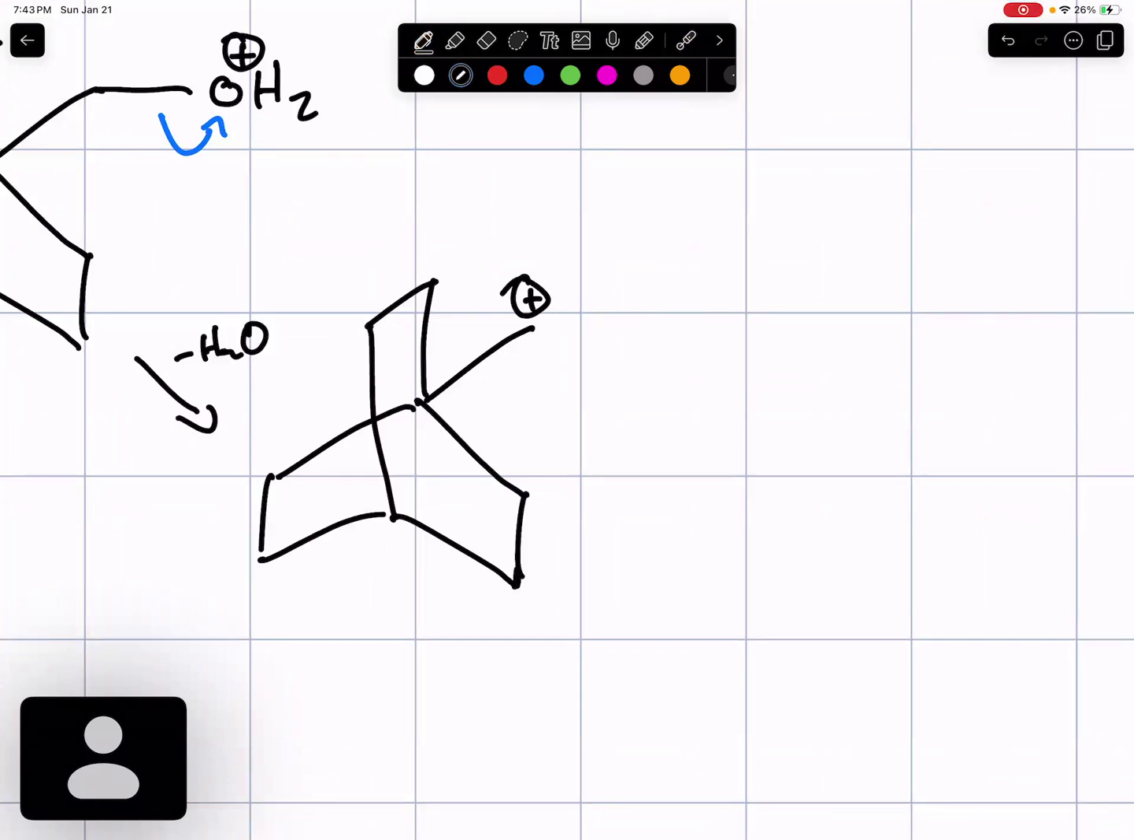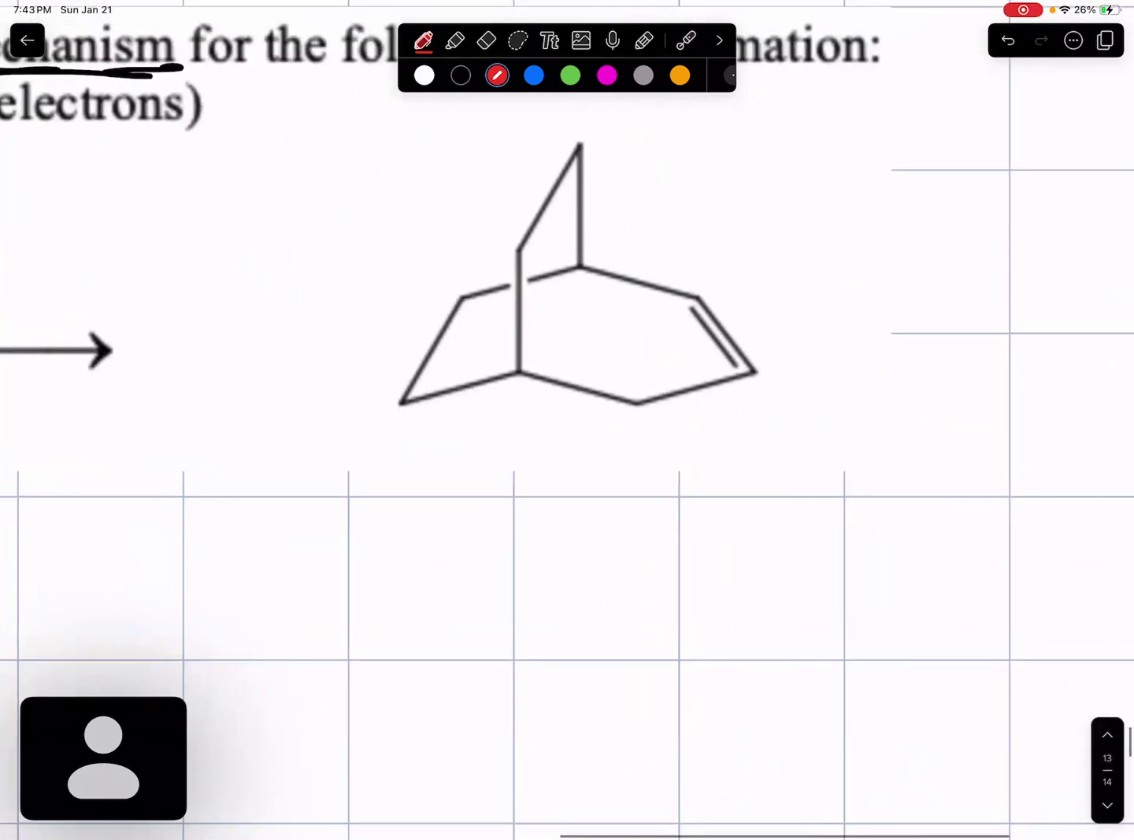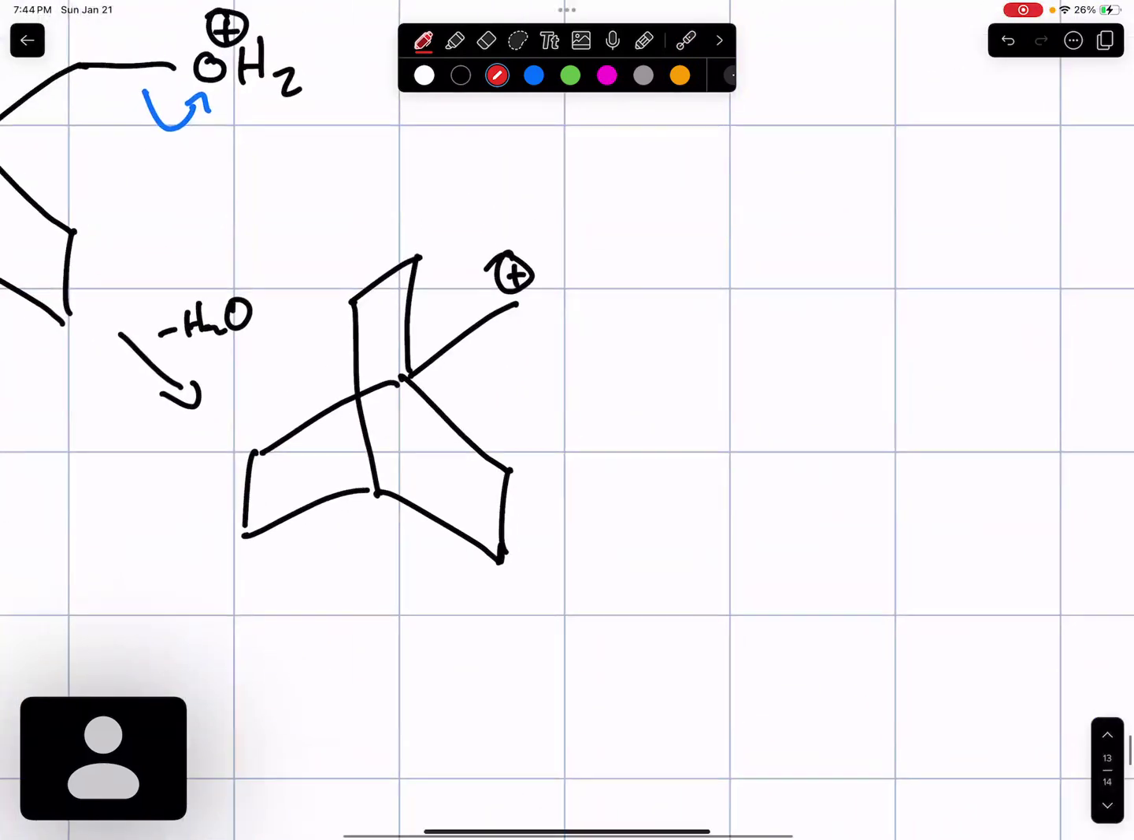Think about it this way. What bond would be easiest to break? Here, since it's all symmetrical, it doesn't matter. But just to keep it simple and make it look most like our product, I'm going to break this bond between the bridgehead carbon and this carbon. If I label this carbon number 1 and this carbon number 2, I'm breaking this bond here.